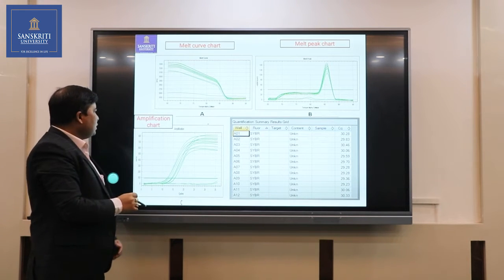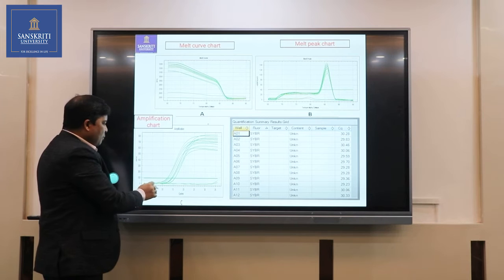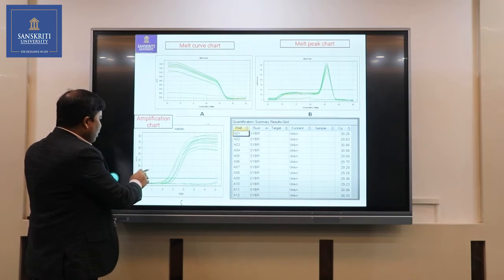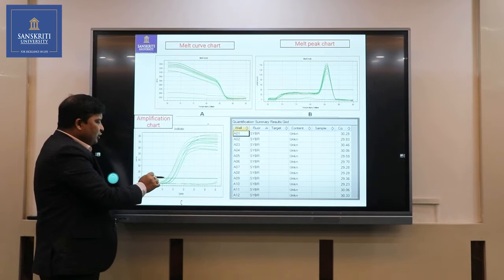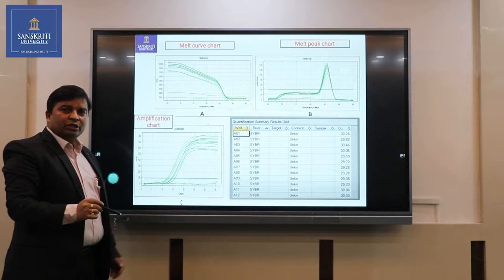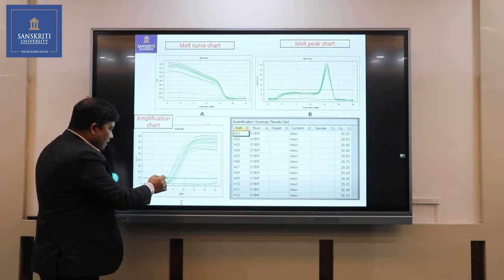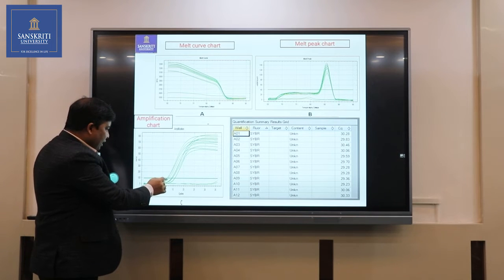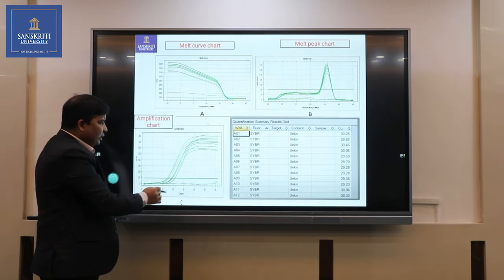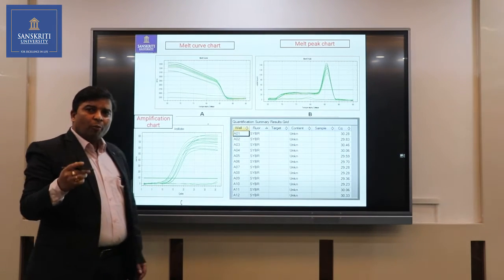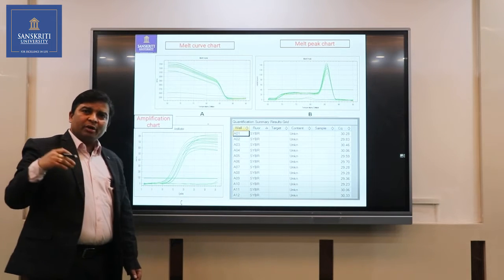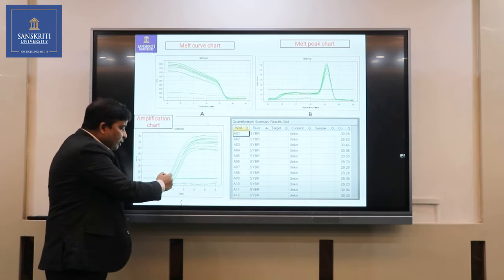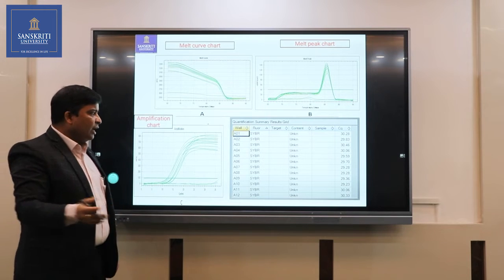And third is the amplification chart. The amplification chart shows at what cycle the amplification comes out from the threshold. You can see that some come in 12-13 cycles, some come after 15. So it depends on the copy numbers present inside the sample. If the copy number is high, it comes earlier. If the copy number is less, it comes later.